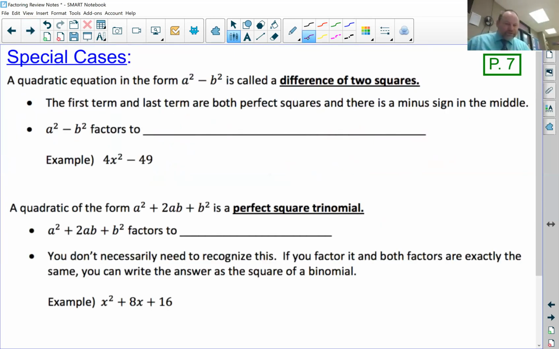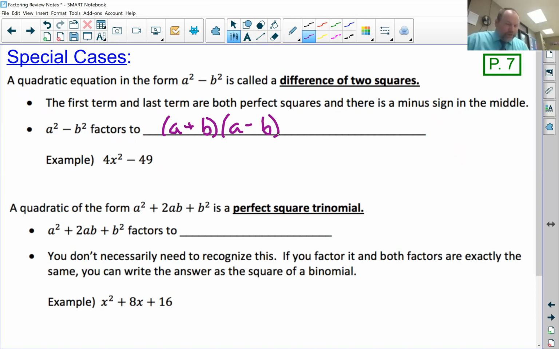All right, a couple of special cases. If we have an equation in the form a squared minus b squared, that's called a difference of 2 squares. The first term and the last term are both perfect squares, and there's a minus sign in the middle. That's the key. To factor that, we would get a plus b and a minus b. And again, the order doesn't matter.